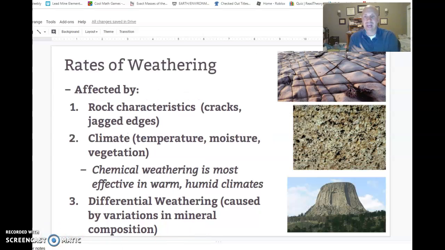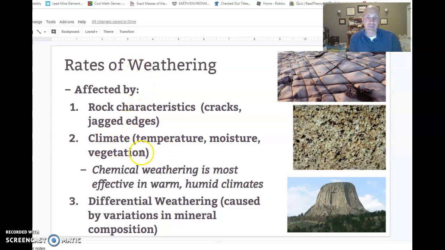Not all weathering happens at the same rate. Sometimes weathering can happen fast, sometimes it happens slow, and this is affected by a couple of factors. One is the rock characteristics. Does it have cracks and jagged edges? For example, frost wedging is only going to be really effective if you've got rocks that have cracks in them. If there are no cracks in the rock, there isn't a place for water to get in there and freeze. So the rock characteristics are one thing that's going to affect weathering.